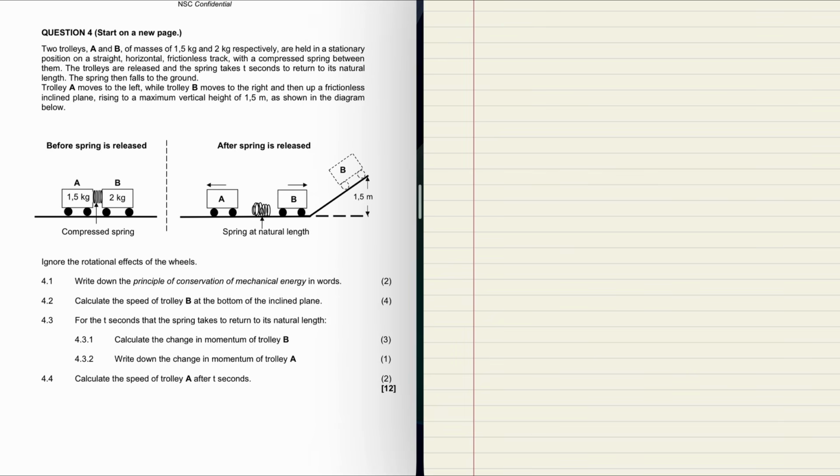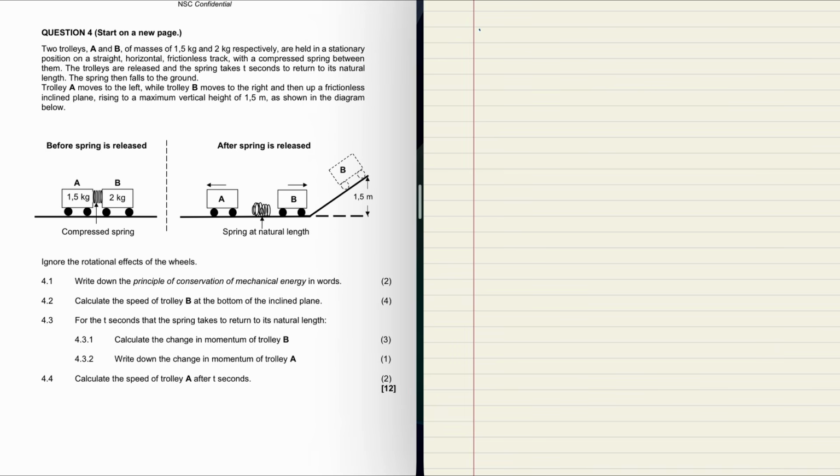Question 4.1, I'm not going to answer it, but I'm going to explain why it was asked. The question says, write down the principle of conservation of mechanical energy. We know this, but the reason why they are asking this instead of a momentum question is because in question 4.2, we need to use the mechanical energy rather than conservation of momentum to answer it. In question 4.2, they ask us to calculate the speed of trolley B at the bottom of the inclined plane. Now, we can't use the principle of conservation of momentum. We've got to use mechanical energy.